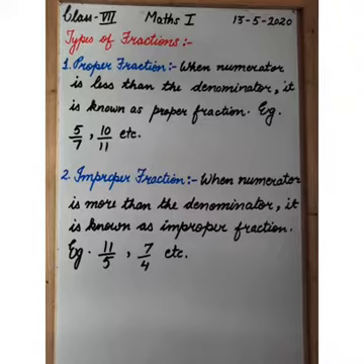Improper fractions. Improper fractions are those fractions in which the numerator is more than the denominator. We can take the example 11 upon 5. 11 is the numerator, which is more than the denominator 5.